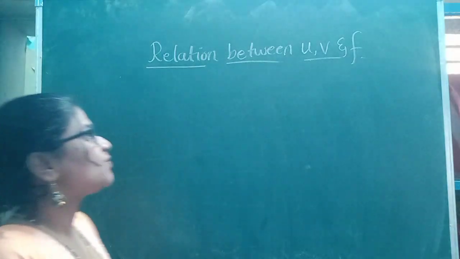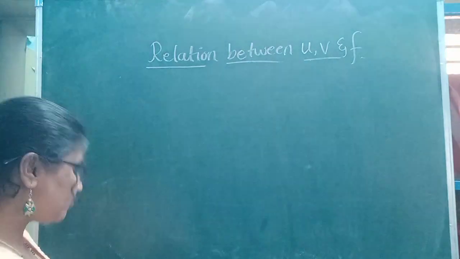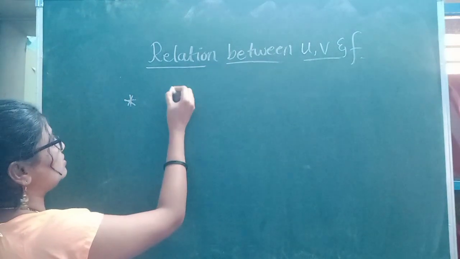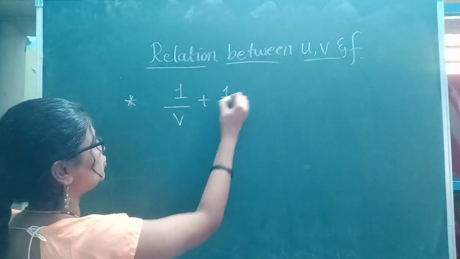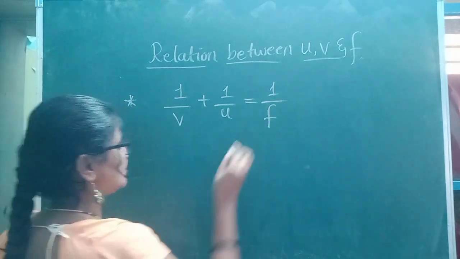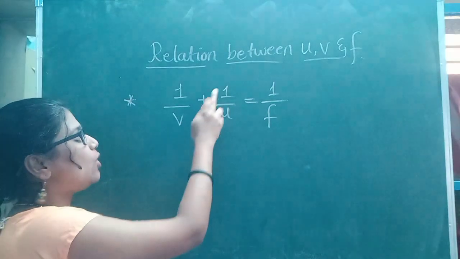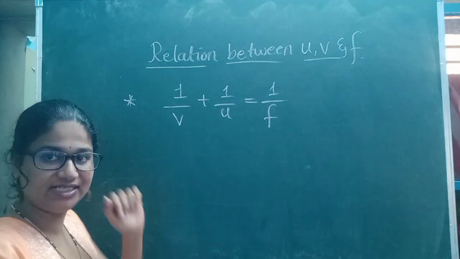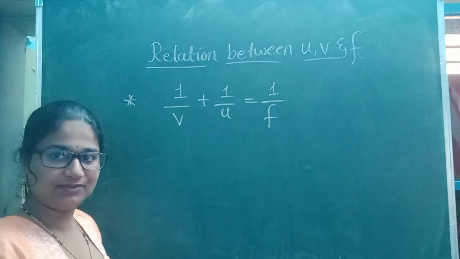Here, based on the image, object and the focal length, there is one relation between these three factors, that is 1 by v plus 1 by u gives you 1 by f. So here we can say the sum of the reciprocal of image distance and the reciprocal of object distance gives us the reciprocal of focal length.